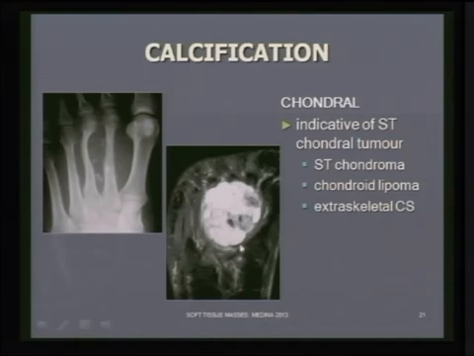And this is the coronal STIR sequence, or axial STIR sequence, demonstrating the hyperintensity and lobular nature of the chondral tumor and the punctate areas of signal void representing the calcifications.